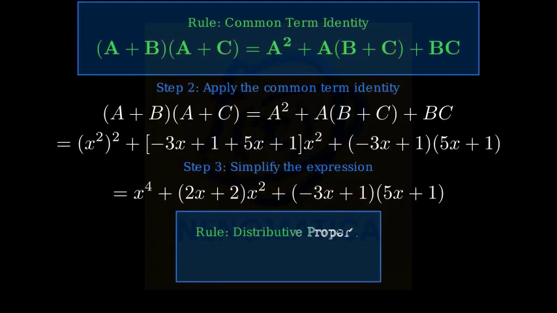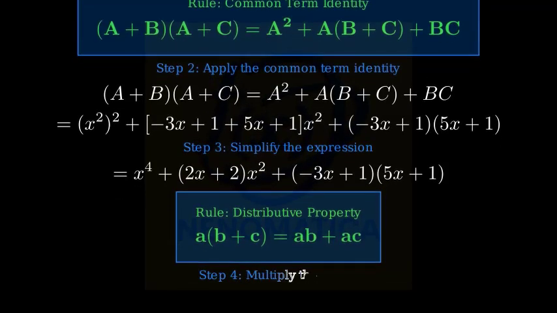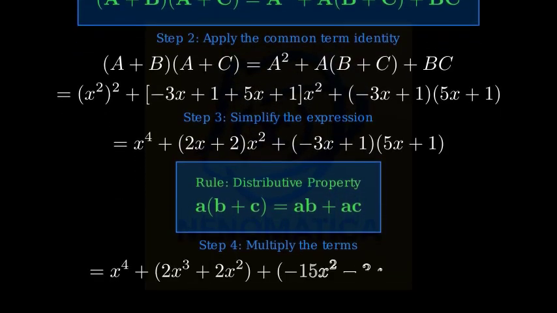In step 4, we multiply the terms. The first term remains x to the fourth. For the second term, we multiply 2x plus 2 by x squared, getting 2x cubed plus 2x squared. For the third term, we multiply negative 3x plus 1 by 5x plus 1, which gives us negative 15x squared minus 3x plus 5x plus 1, or simplified as negative 15x squared plus 2x plus 1.